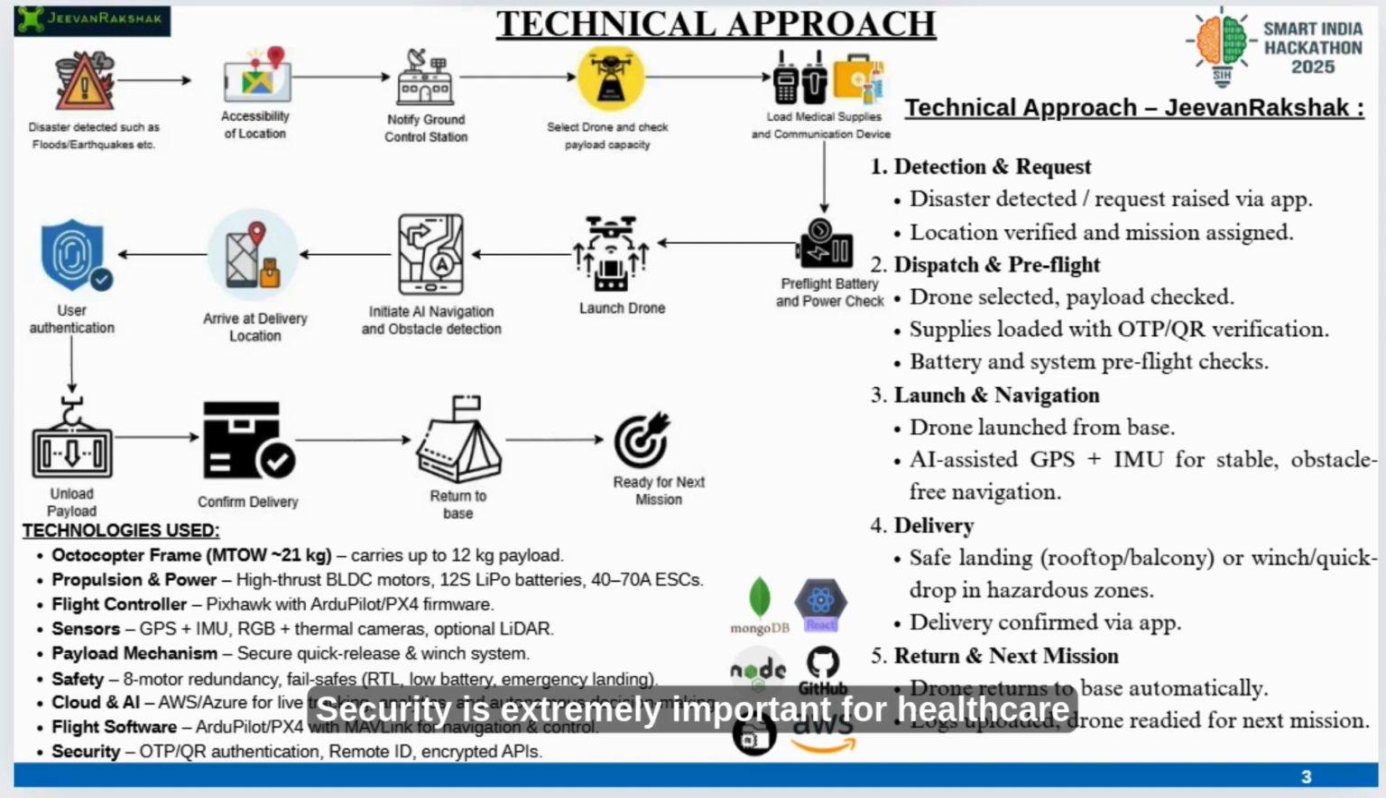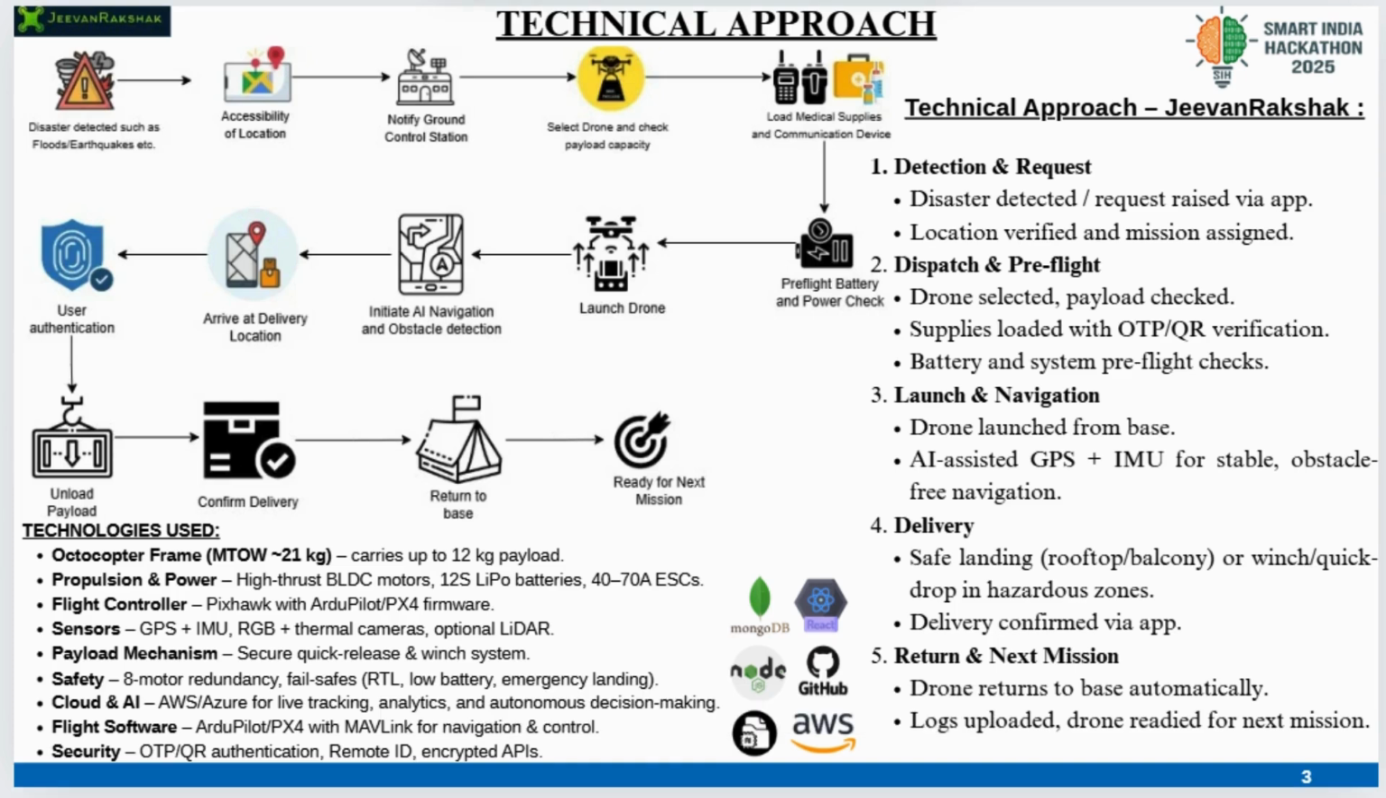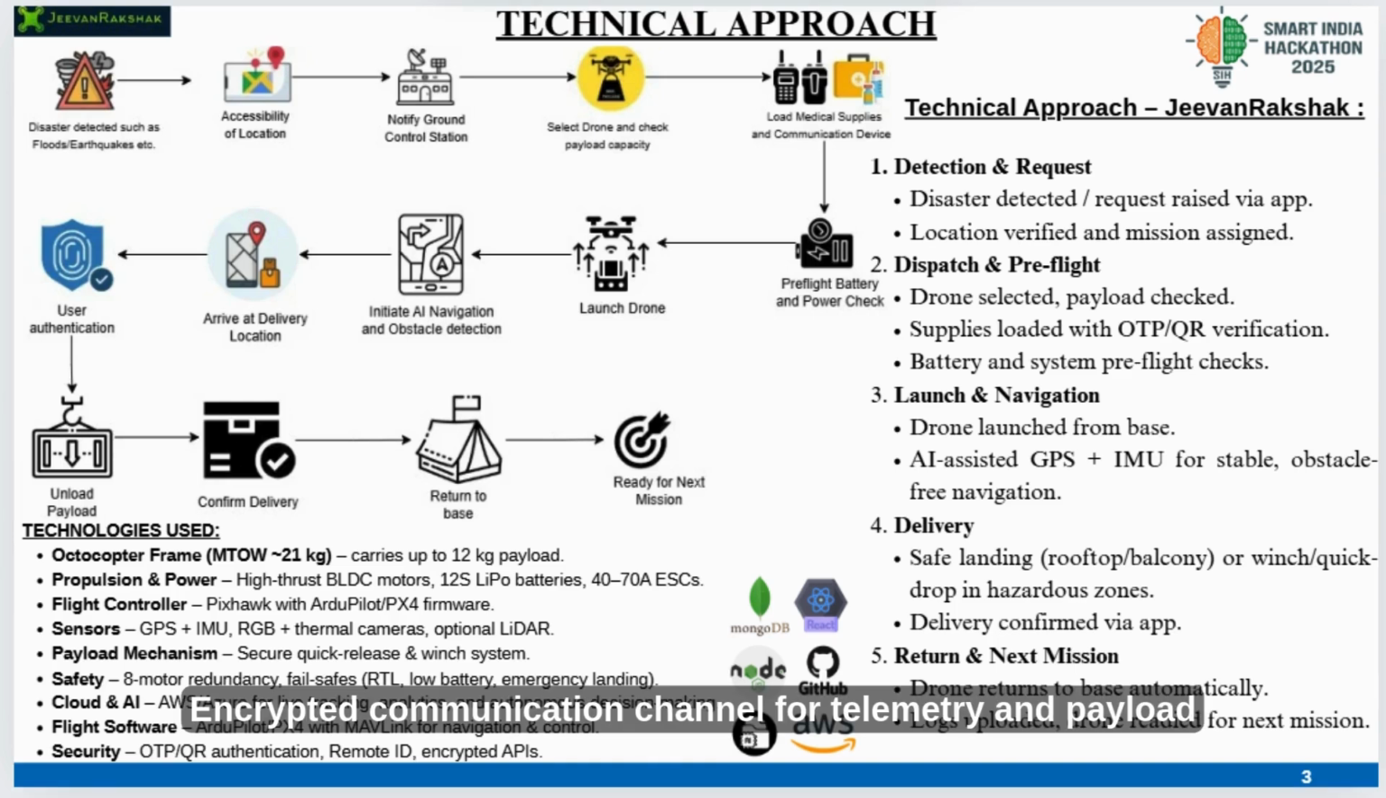Security is extremely important for healthcare and disaster supply chains. That's why our JeevanRakshak includes OTP and QR based verification at the loading point, a unique drone ID plus LED recognition pattern for identification, and an encrypted communication channel for telemetry and payload control so that no unauthorized person can intercept or tamper with the mission, along with an OTP based payload drop system.